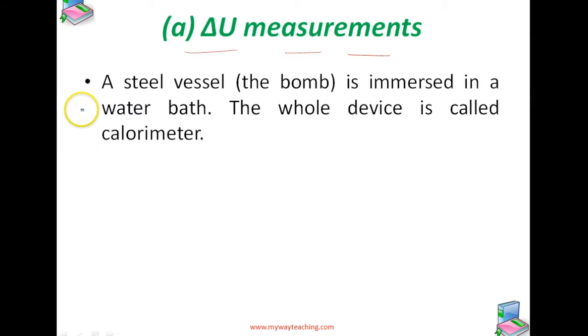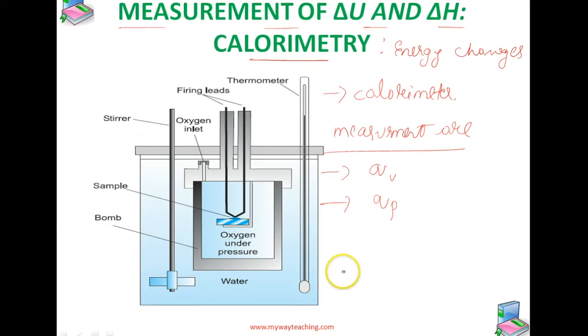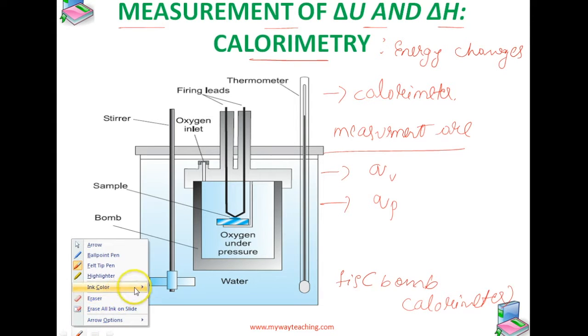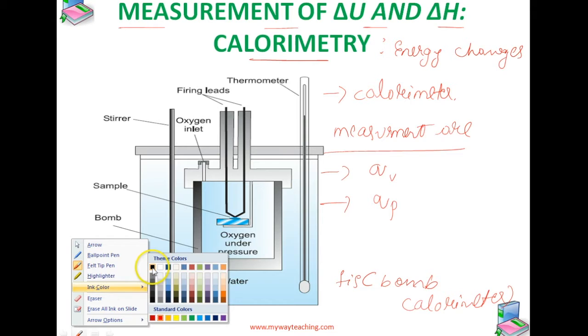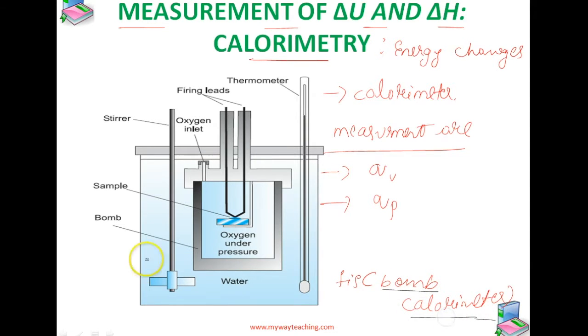For a chemical reaction, heat absorbed at constant volume is measured in a bomb calorimeter. The whole steel vessel is immersed in a water bath, and the whole device is called a calorimeter. Here I am explaining the delta U measurement, so you have to consider this figure. This is the bomb calorimeter.